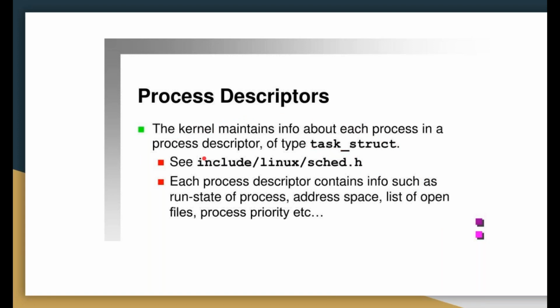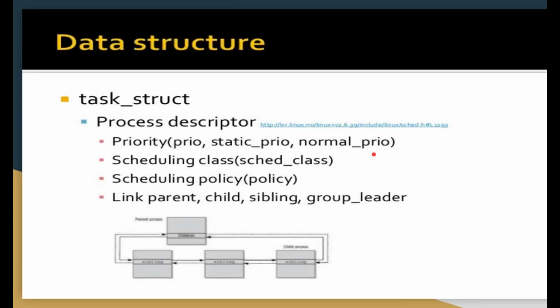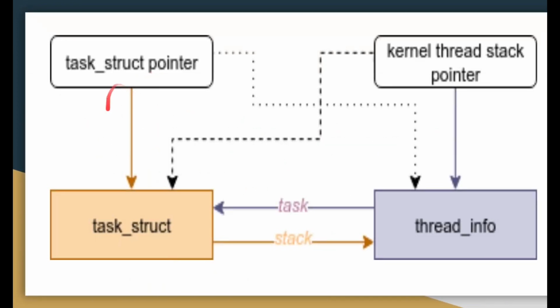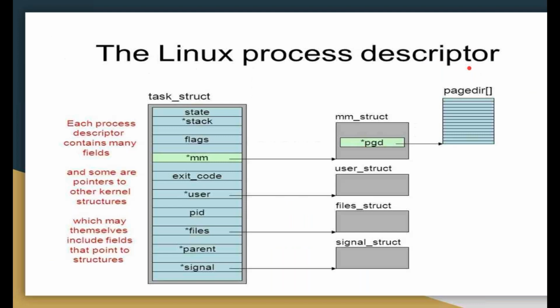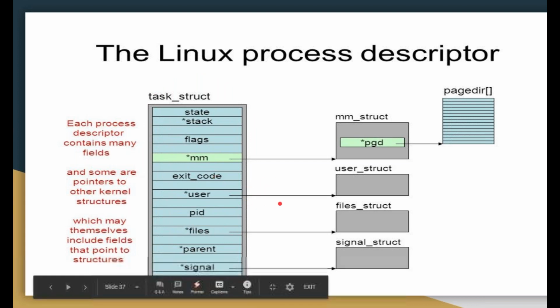The process descriptor maintains the information about each process, and that data structure consists of the task structure. The task structure has various information about priority, scheduling, and so on. Then there are the pointers. The task structure has a task structure pointer. Similarly, thread information. Each kernel also has stack pointers and pointers to maintain everything. This is actually a block diagram of your task structure, with various pointers pointing to other memory locations to fetch the information.